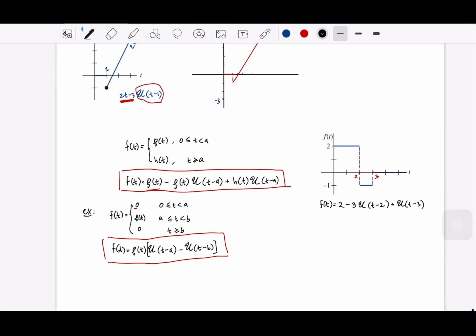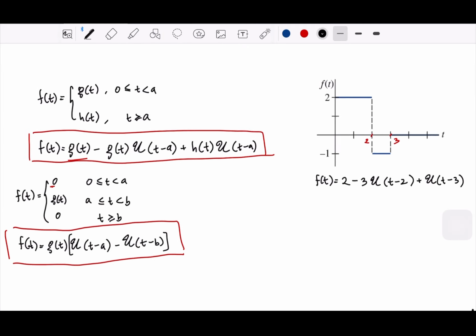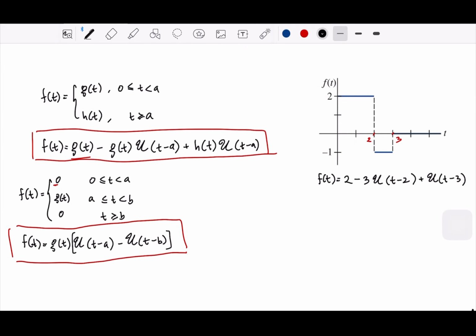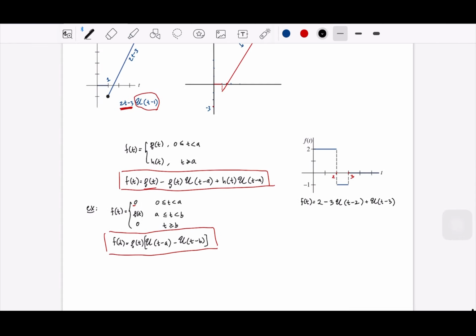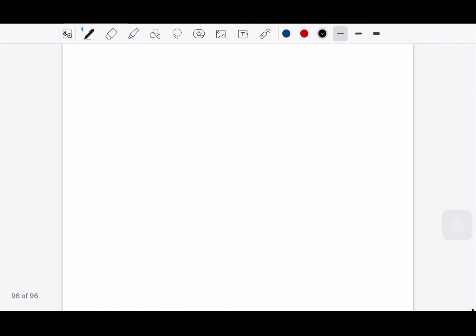Okay, I think I could write another example. Let me get to the next example. Okay.